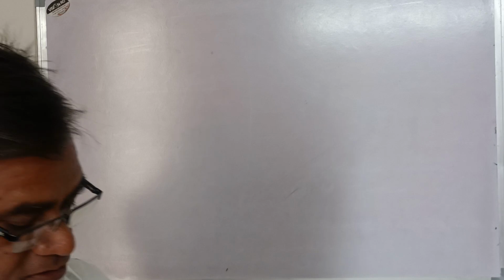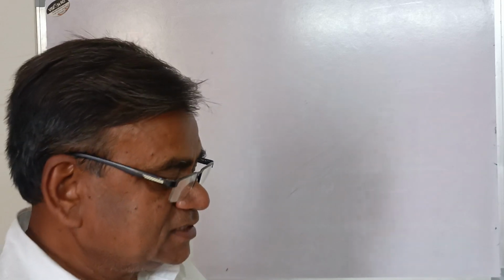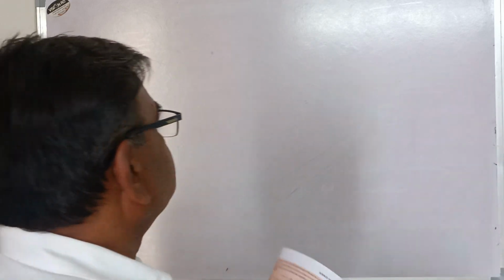Now some other questions. What is the lens? The first question was this, when we started the lesson: distinguish between a convex lens and a concave lens. Which of the two is a converging lens, convex lens or concave lens? You know, convex lens is a converging lens.